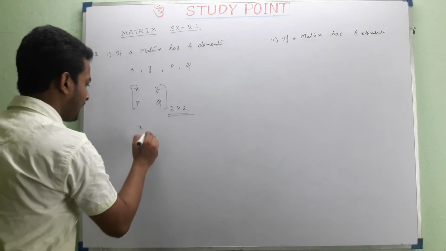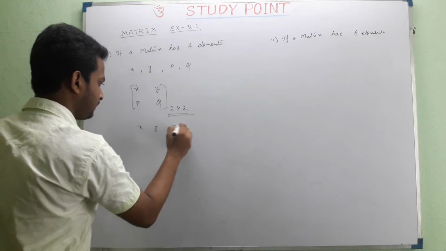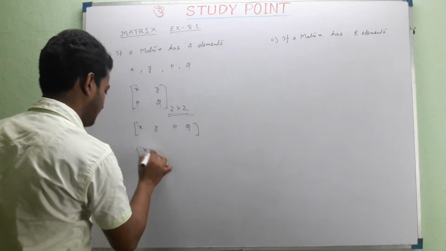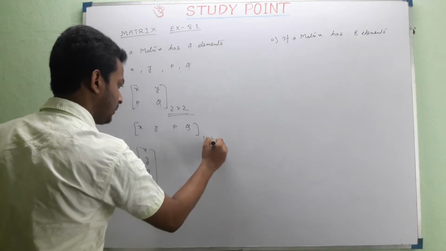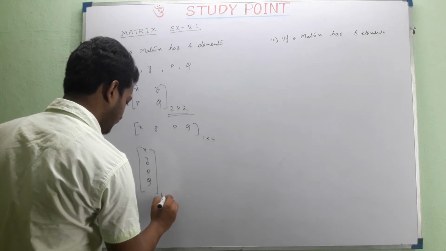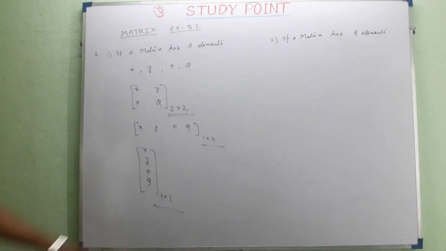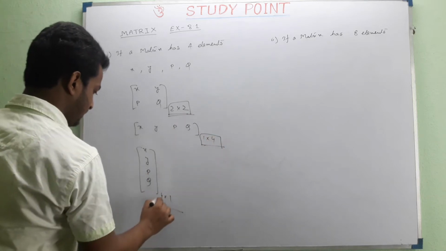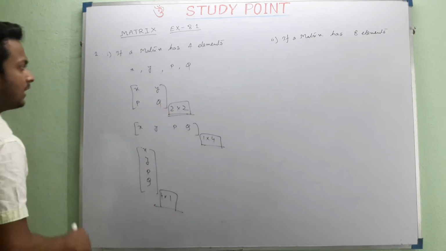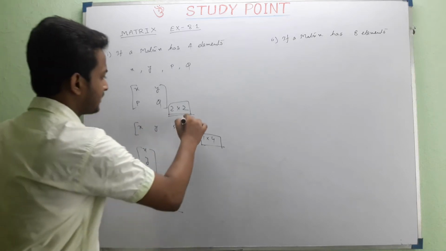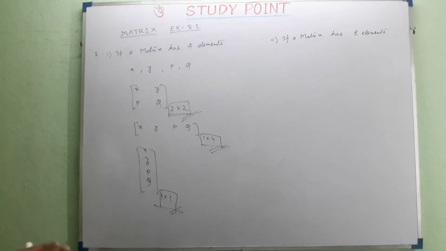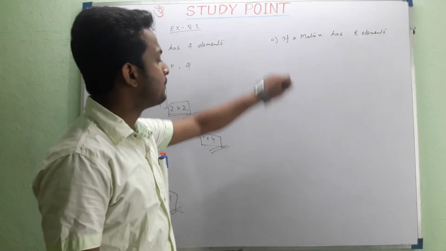Now it can be a row matrix and it can be a column matrix. Row matrix of order 1 by 4, and here it is 4 by 1. So these are the possible orders of a matrix containing 4 elements. So this is the answer to the first part. I am giving you the example by taking X, Y, P, Q, but these are the answers: 2 by 2 matrix, 1 by 4 matrix or 4 by 1 matrix. These are the possible orders of this matrix.